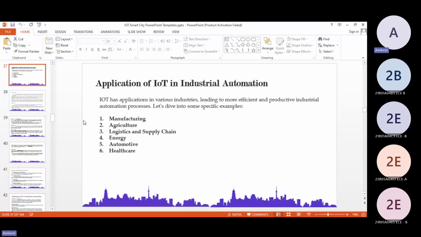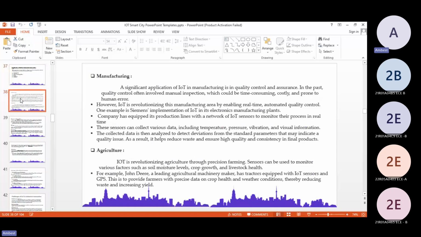So the applications of IoT for industrial automation involve more efficient and effective industrial automation processes, with examples in manufacturing, agriculture, logistics and supply chain, energy, automotive, and healthcare. Manufacturing is all about quality control and assurance of the final product. It is also about collecting data, analyzing and processing it, and seeing the flaws and damages.